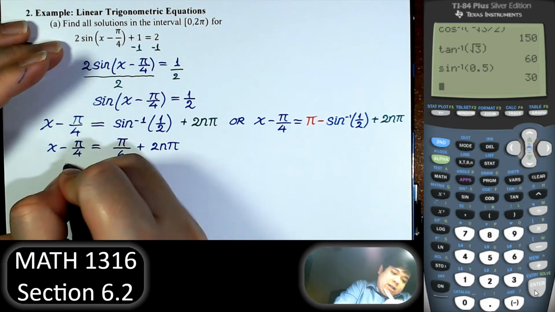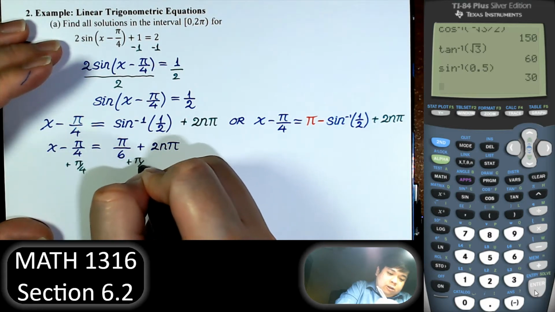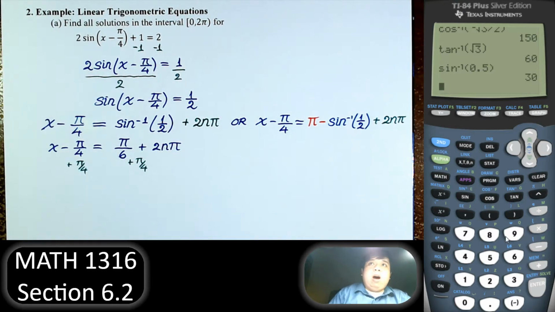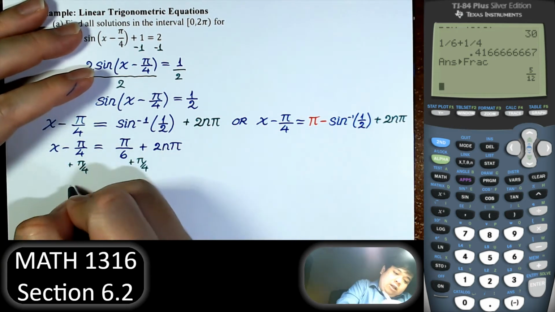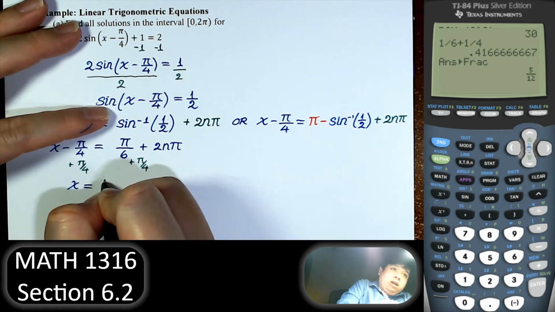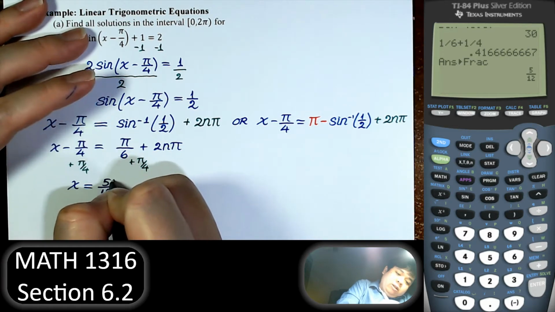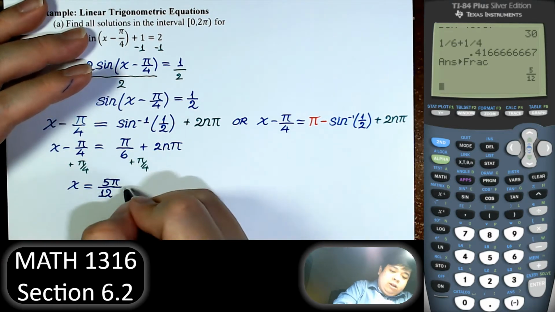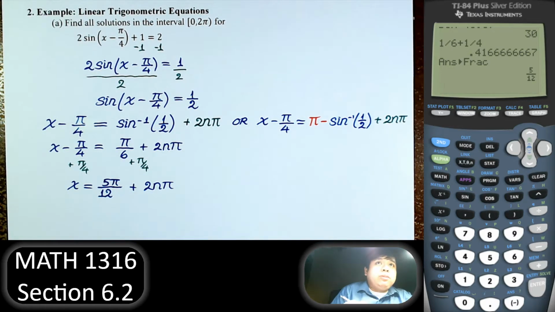And then we can add pi over 4 on both sides. Pi over 6 plus pi over 4, so 1 over 6 plus 1 over 4 is that. The fraction will be 5 over 12. So we have x equal to 5 pi over 12, and then we will stick the pi to it, plus 2n pi. So that is a solution.